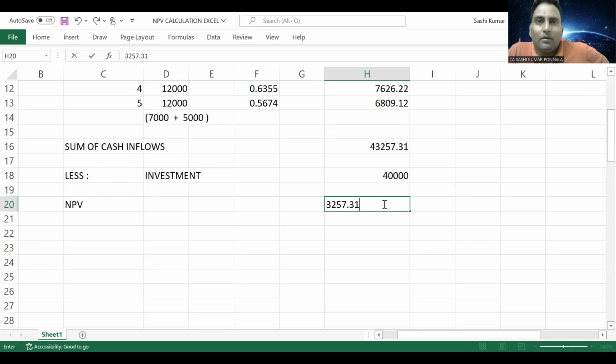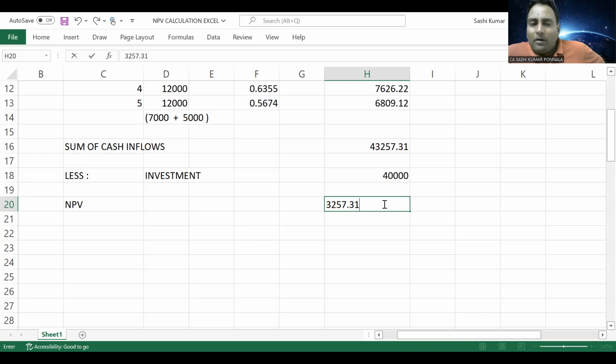See what it indicates. 43,257 is the cash available as of today after recovering the 12% interest from the cash flows. So I am recovering my opportunity cost. Still I am left with 43,000. But how much is the investment? 40,000. So even after getting back your investment, you are left with a profit in cash of 3,257. This is called NPV. Here, positive NPV means you are getting profit from the project.